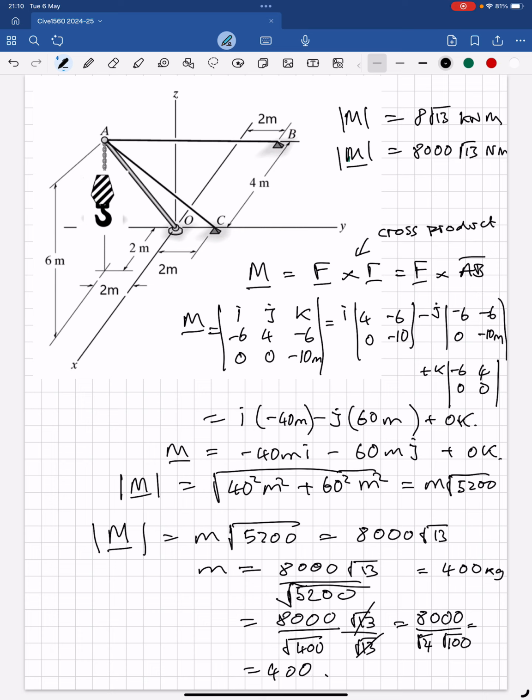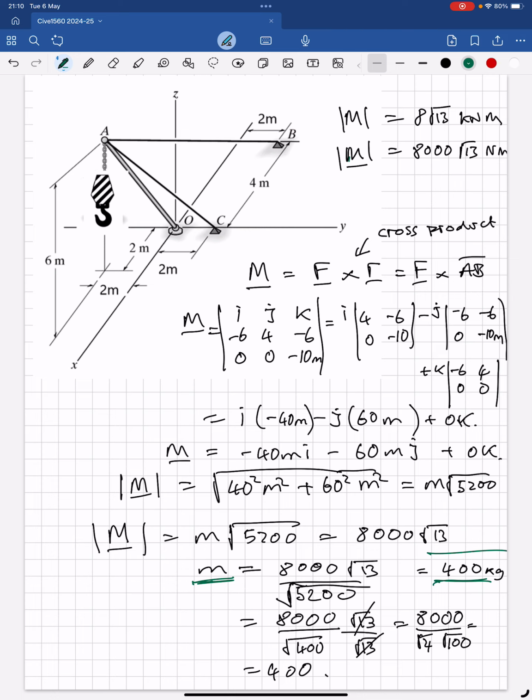Okay, but the question was to calculate m, this 400 kilograms. As you'll see, this is quite a complex question. We've done some extra calculations before we got to this point, and they'll help to do the next parts of the question.